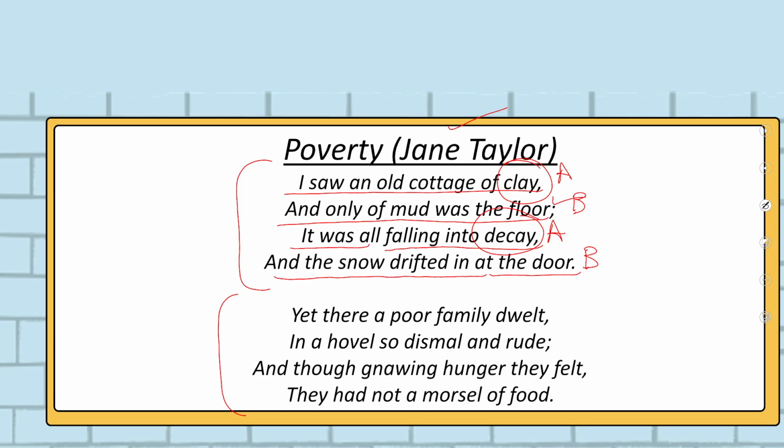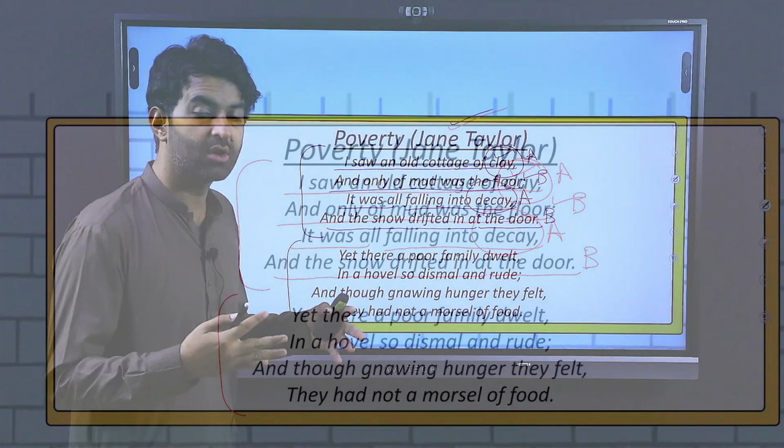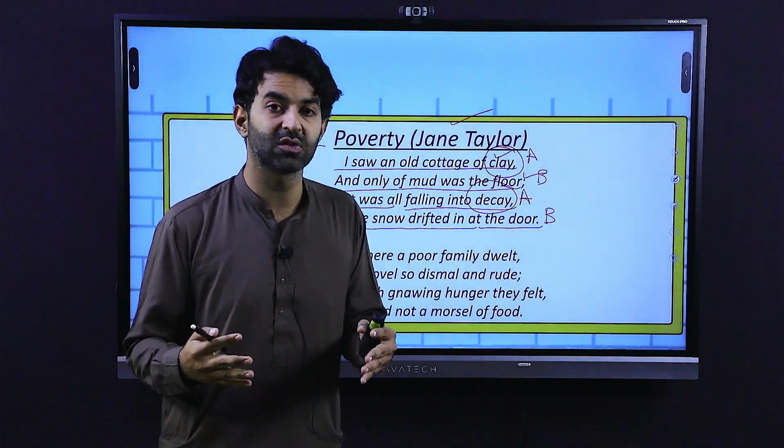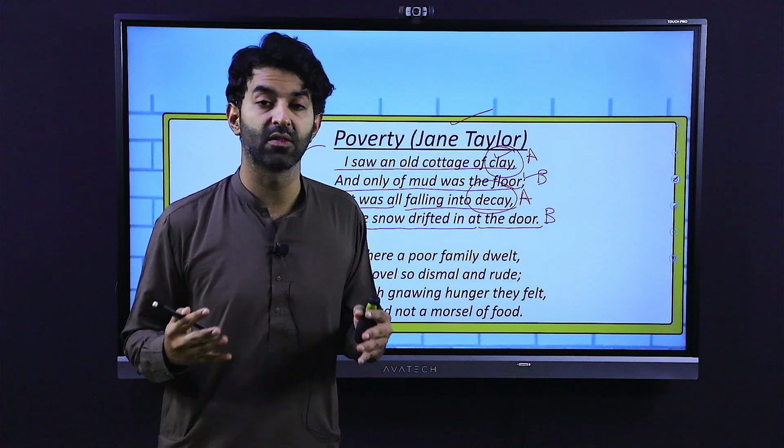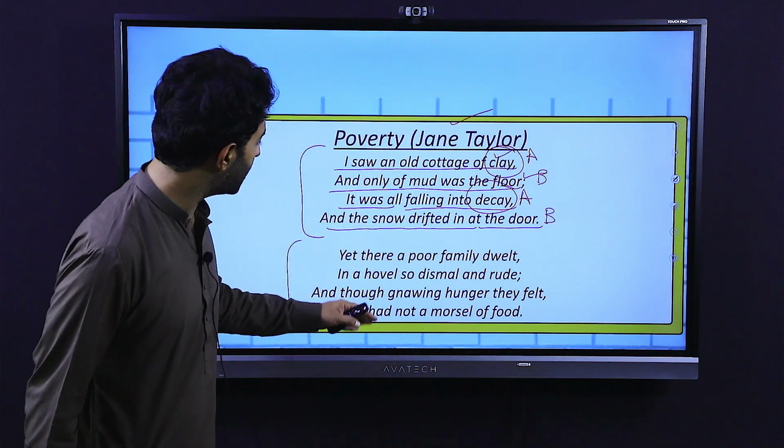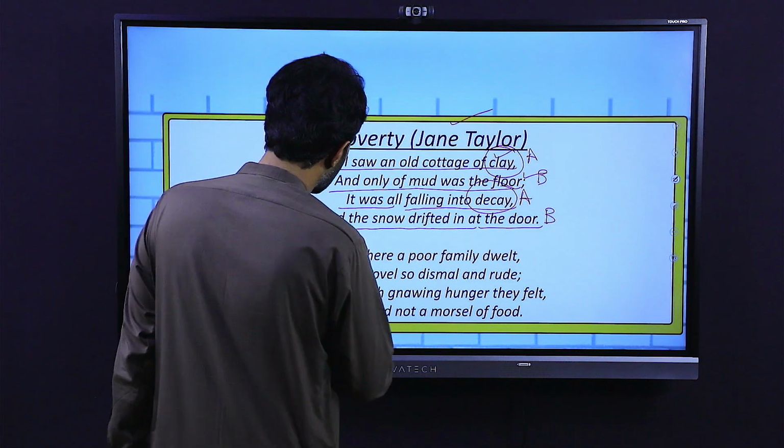Now, you can see clay, decay, you can call them A and A. This is a rhyme scheme. Floor and door will become B and B. So when you're narrating the poem, you have to make it sound alike, and you have to connect the rhyme scheme together in order to tell the listeners that this is how the rhyme and the rhythm flows in the poem. Then you have the next stanza over here.